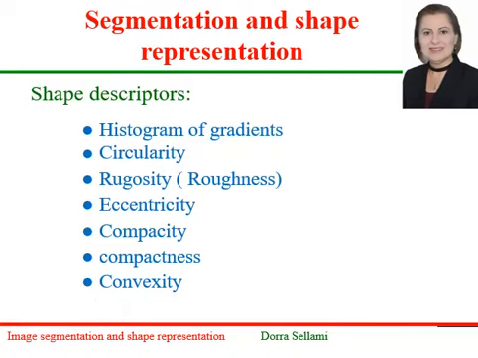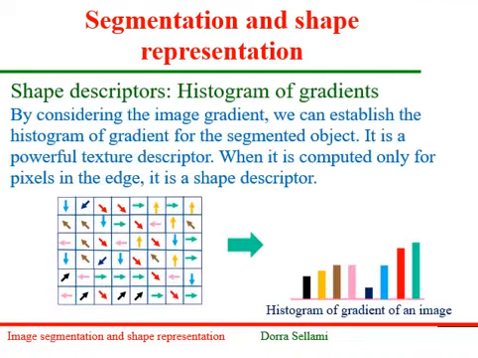Here are some shape descriptors that can be defined and which are efficient for discriminating a shape, such as histogram of gradients, circularity, rugosity, eccentricity, compacity, compactness, and convexity. Let's start with one efficient shape descriptor, which is the histogram of gradients. By considering the image gradient for each pixel and each direction, we can establish the histogram of gradient for the segmented object. It is a powerful texture descriptor. When it is computed only for pixels in the edge, it is a shape descriptor.